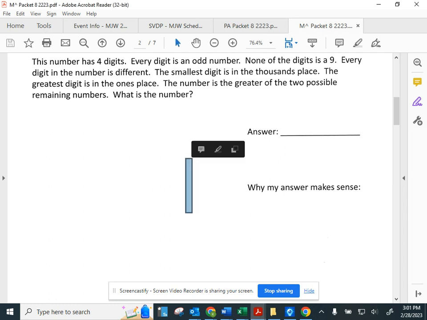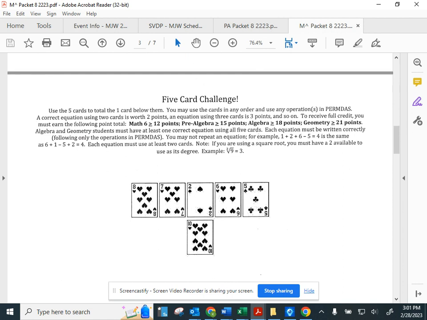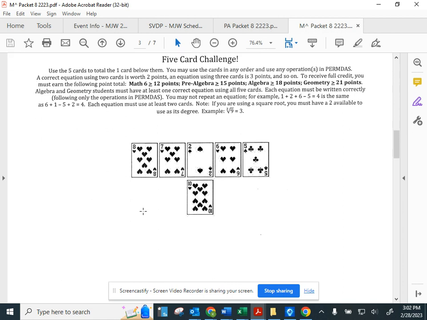My next page, I have the 5-card challenge. All of your equations should equal 10. Just a reminder that as we do this, there should only be one equal sign in our equation.